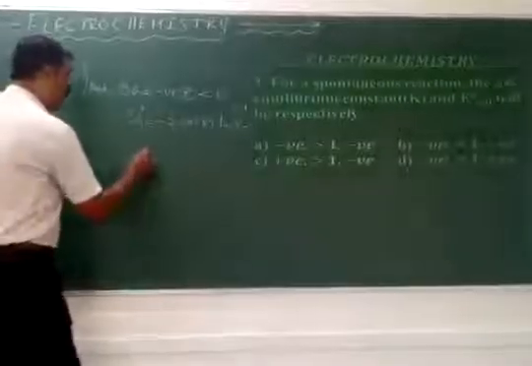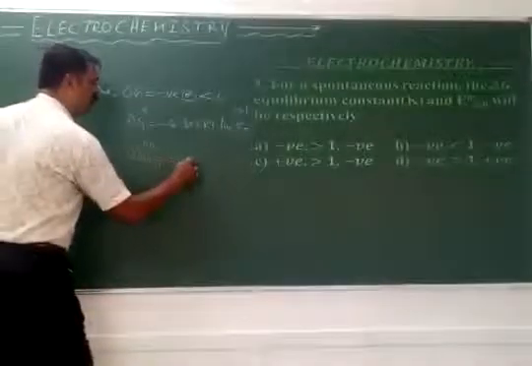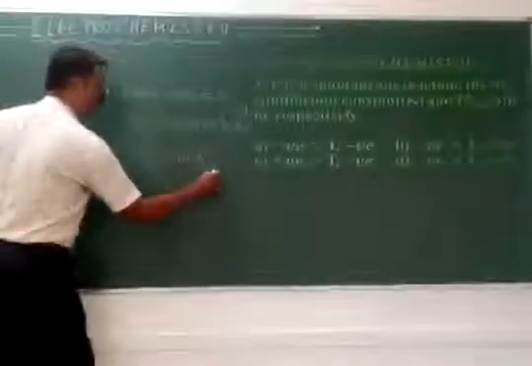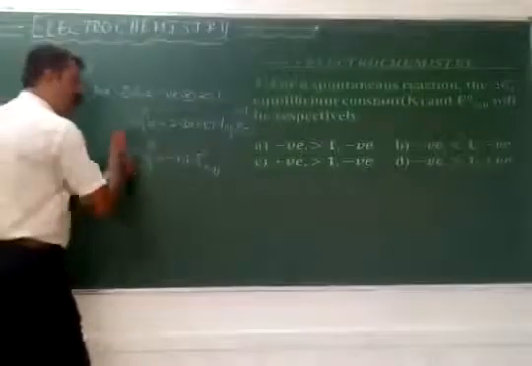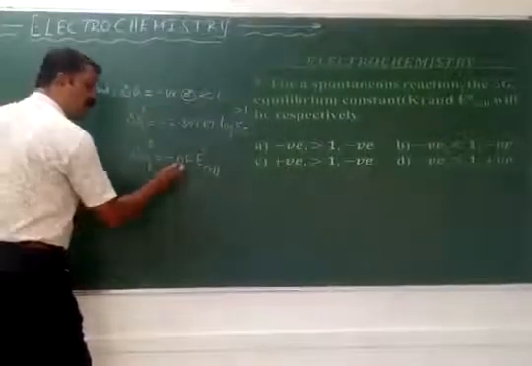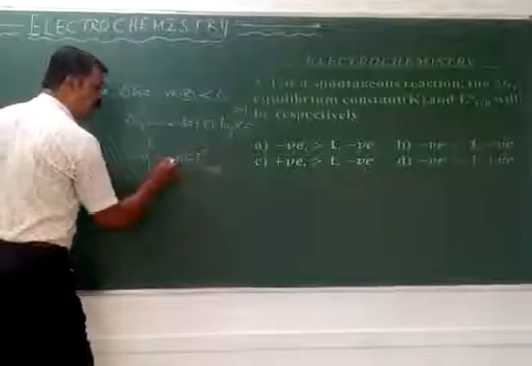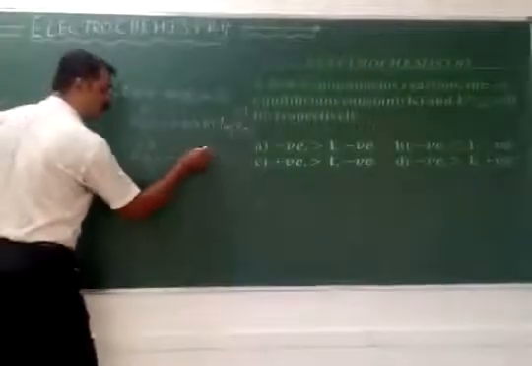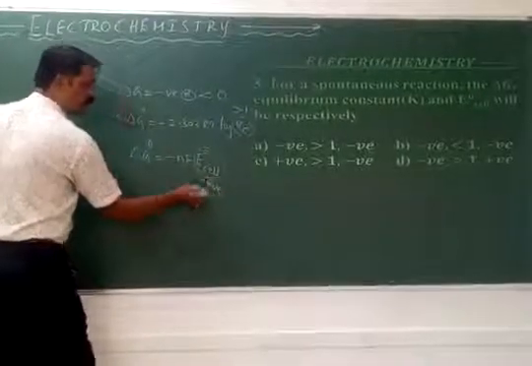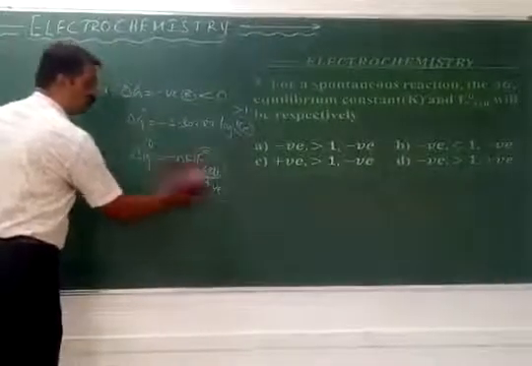Means the equilibrium constant must be greater than 1, followed by another one that is called E naught cell. Delta G naught is again equal to minus nF into E naught cell. As delta G naught is found to be negative, this is positive, therefore positive into positive, so this is also found to be positive, or greater than 0.